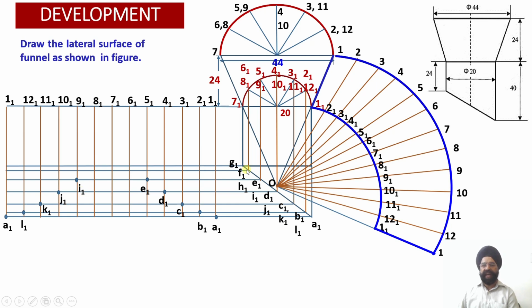I1. Now next I have the horizontal line corresponding to another pair of intersection points, F1 and H1. This is F1, this is H1. F1 lies on which vertical generator? 6-1. And H1 lies on which vertical generator? 8-1. So from here I draw the horizontal line. Wherever it intersects with the 6-1 vertical generator, I get the point F1. Similarly, wherever it intersects with the vertical generator 8-1, I get another point of intersection, H1.